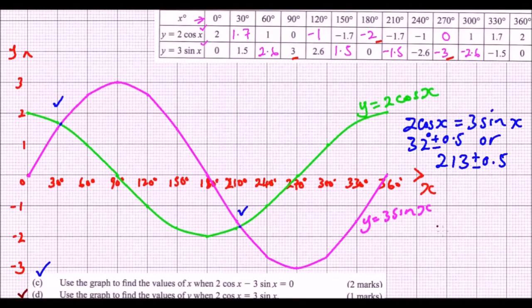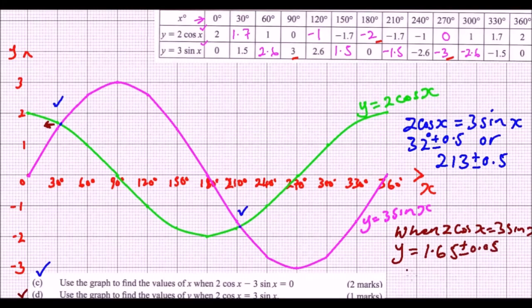So we can see when 2 cos x is equal to 3 sin x, then read this value. It is around 1.65, you can say plus or minus 0.05, or the other point, we read this value here. It is 1.5 plus or minus 0.5. These are the values of y when the functions are equal. And that brings us to the end of that question.